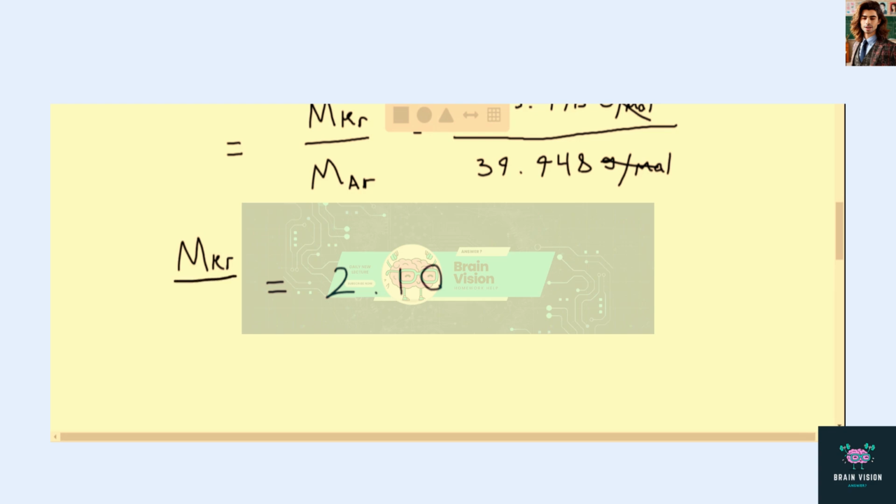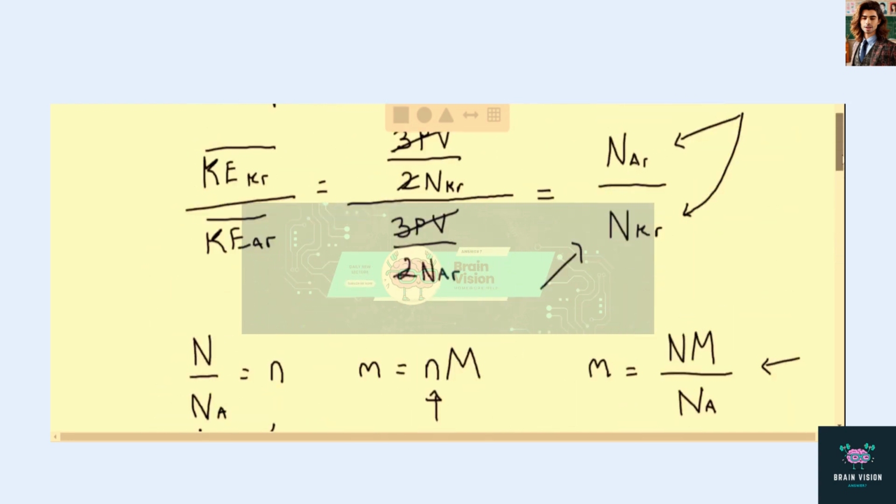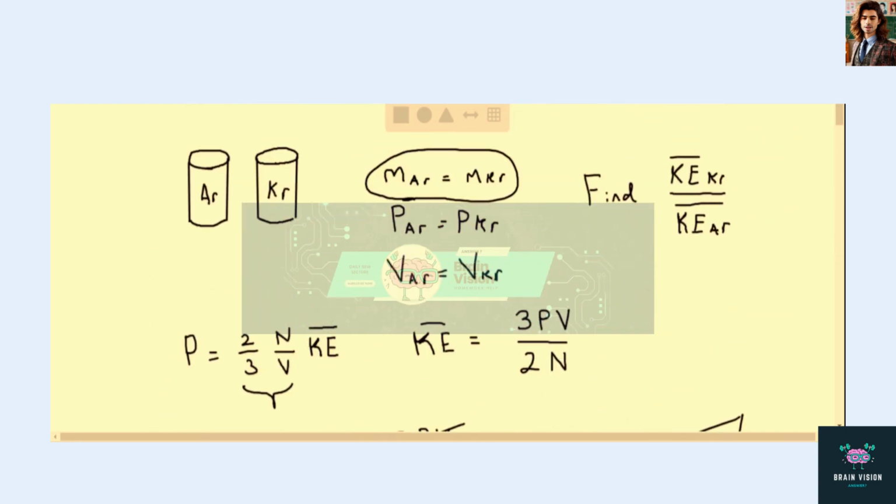So the ratio of the average energy per molecule is just equal to the ratio of the molar masses. And this happens to be 2.1, which makes sense because krypton is about twice as big as argon, or its molar mass is about twice as much. So there you have it. We just calculated the ratio of the average kinetic energy per molecule for krypton and argon gas, given that the masses, pressures, and volumes of the gas were all the same.